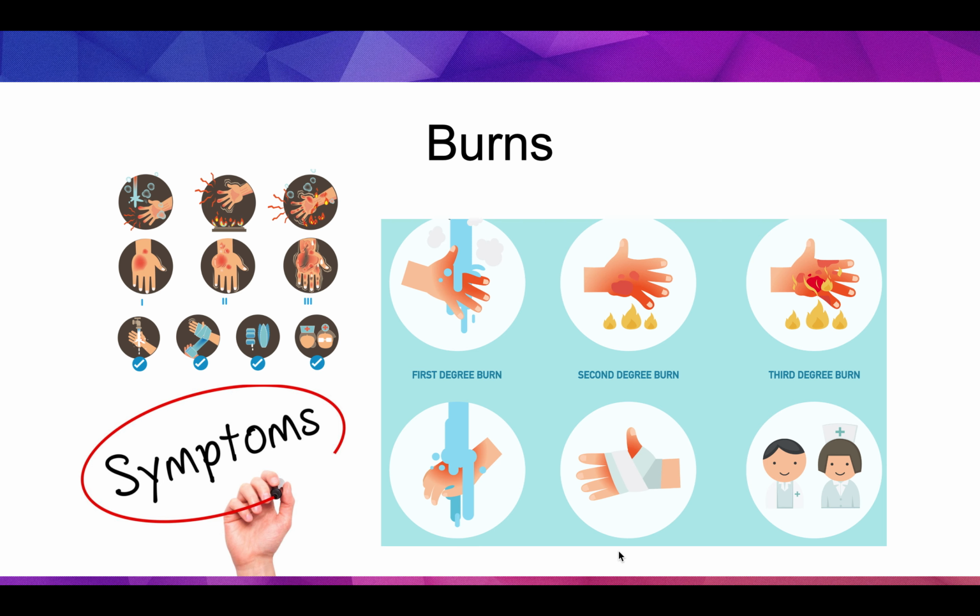And finally, third degree burns destroy the deepest layer of skin, causing damage to the nerves. This is the most dangerous type of burn. It can lead to infections and in some cases death.